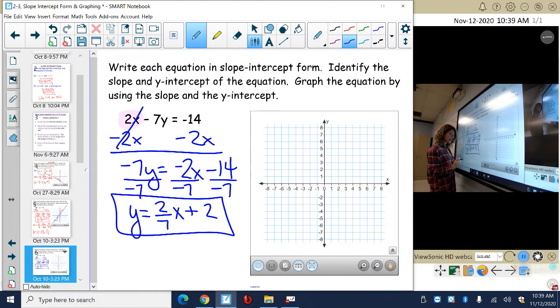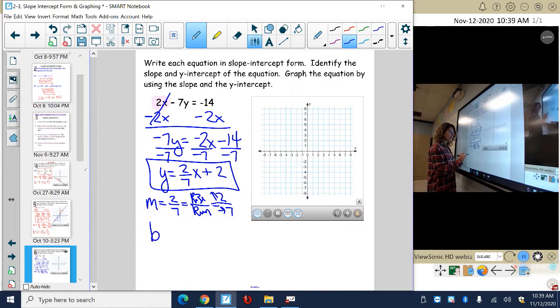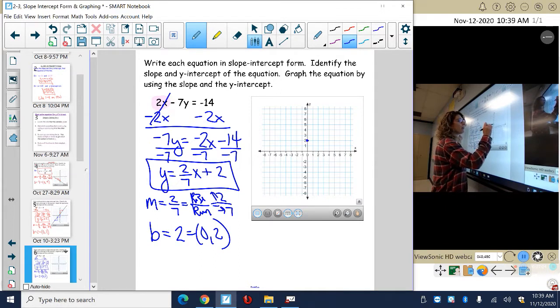What do I need out of this? My slope. My slope is 2/7. So my rise over my run, positive 2 means I'm going to go up 2, and positive 7 means I'm going to go to the right 7. My b value is 2, which means I'm graphing the ordered pair (0, 2). So if I graph (0, 2), I'm supposed to go up 1, 2 units, then I'm going to run to the right 7. 1, 2, 3, 4, 5, 6, 7.